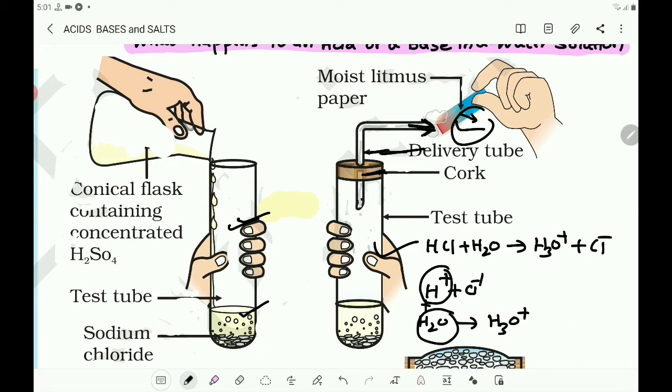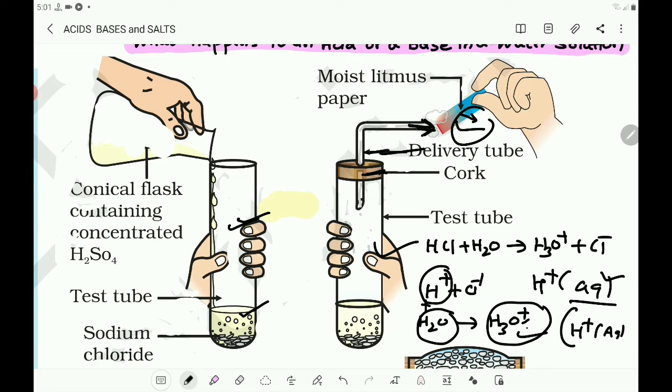Thus hydrogen ions must always be shown as H plus aqueous or H3O plus. Here you must write aqueous, or otherwise you must write H3O plus. Both are the same. H3O plus is the same as H plus aqueous. So you can write it as H plus aqueous or H3O plus. Thus hydrogen ions must always be shown as H plus aqueous or hydronium ion. H3O plus is called the hydronium ion.